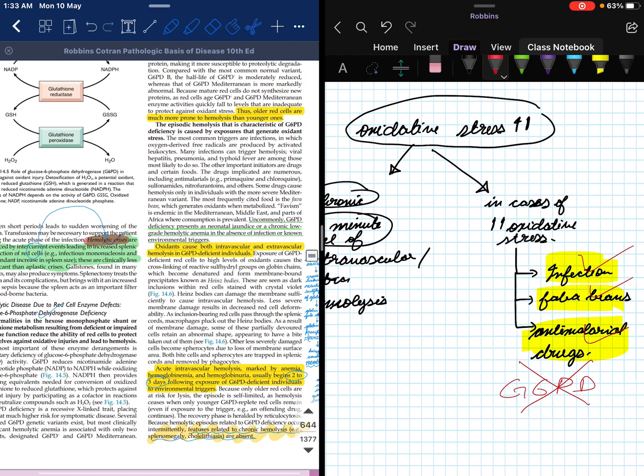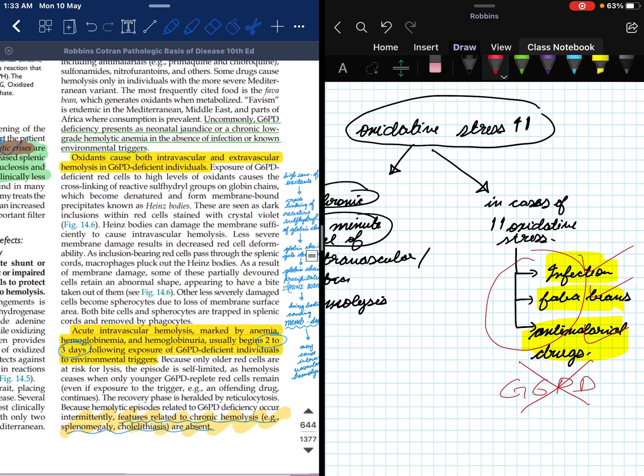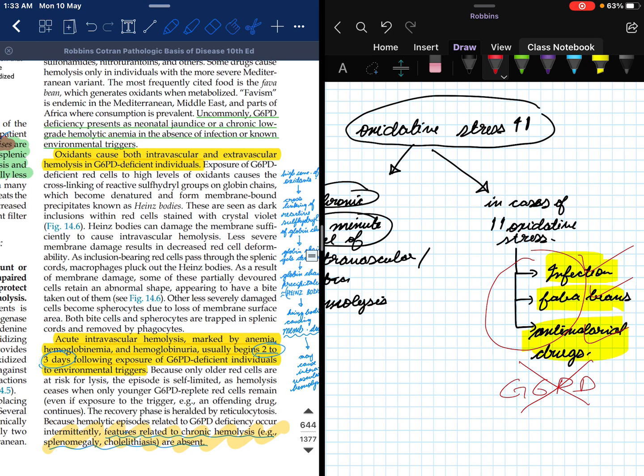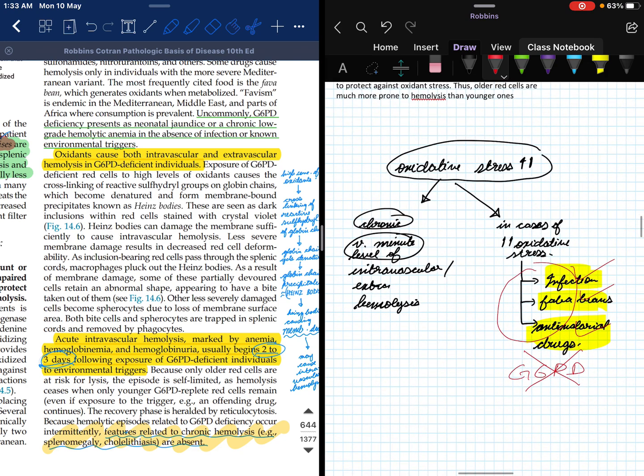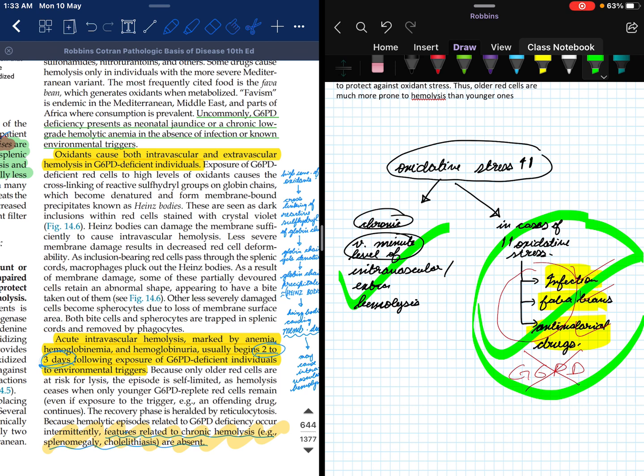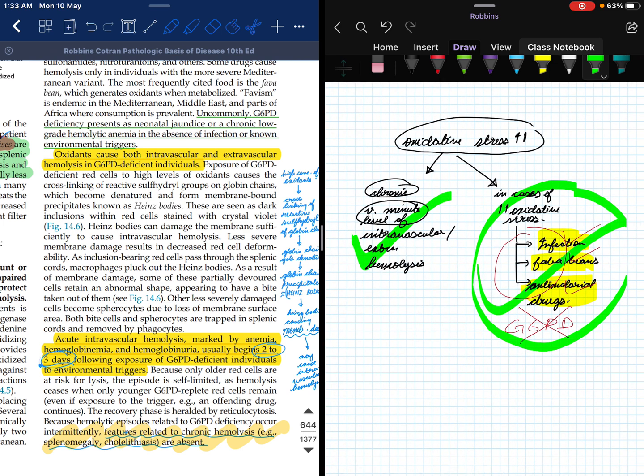About 2 to 3 days post exposure to any of these three things, we would get signs of both intravascular and extravascular hemolysis. This part is written in Robbins, but not very evidently written. This part is very evidently written in Robbins, so it must be kept in mind. Because of the G6PD deficiency, a small percentage of hemolysis will keep occurring.